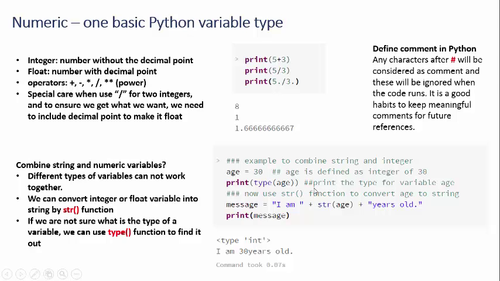So whenever we see a pound sign, the program is going to ignore anything after that for that particular line of code. So that's the very brief introduction of the Python code and the two types of variables that we usually see in Python.